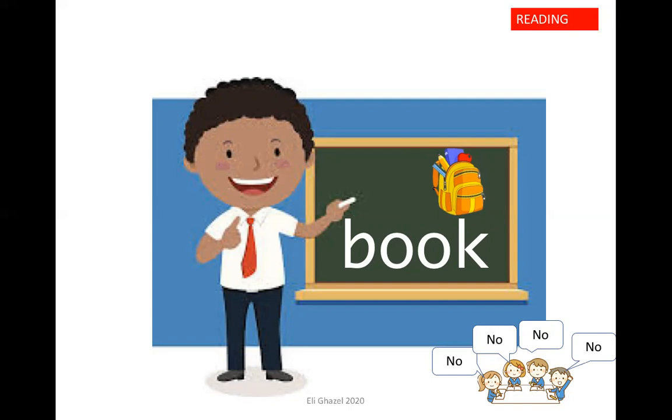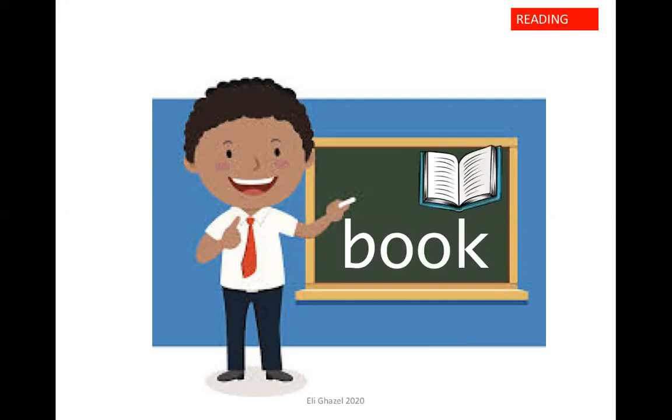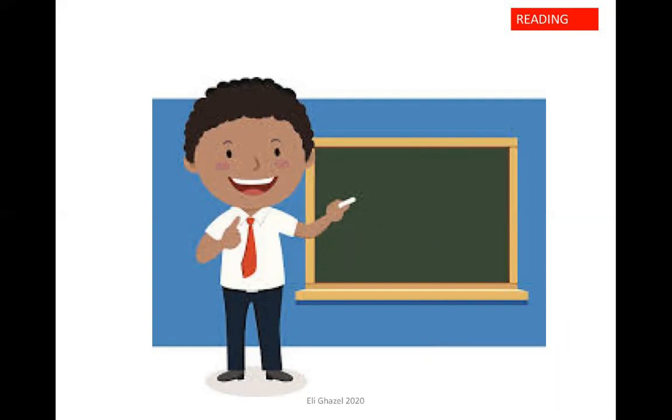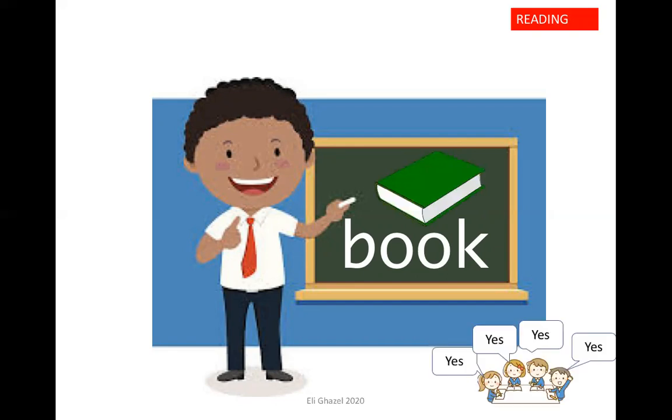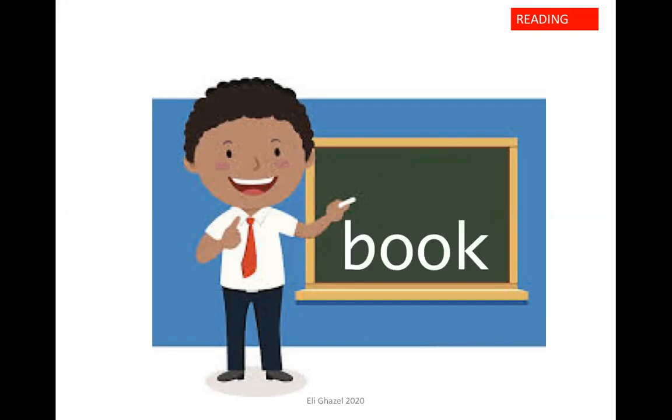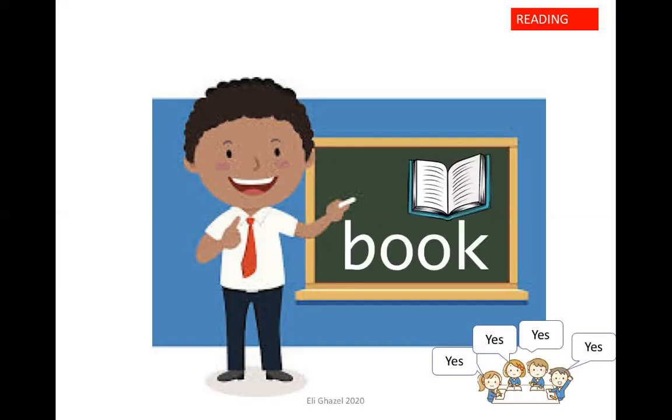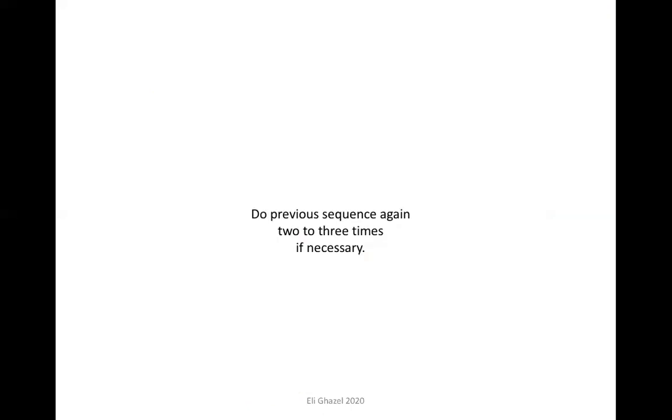What you want to do is keep them on their toes, not being able to anticipate what the picture is going to be like. So you put the word, you put a picture, they will say yes. Now, again, if they're not very good at it, you can repeat that same book sequence one more time.